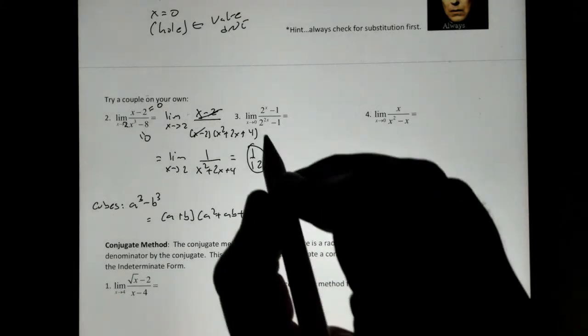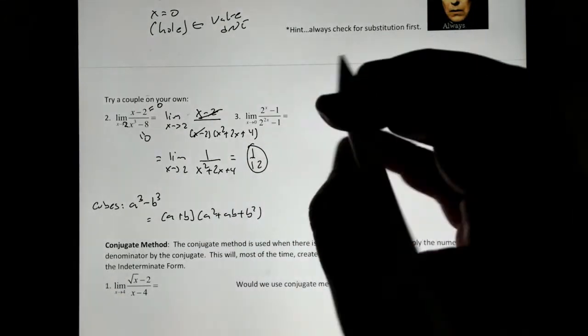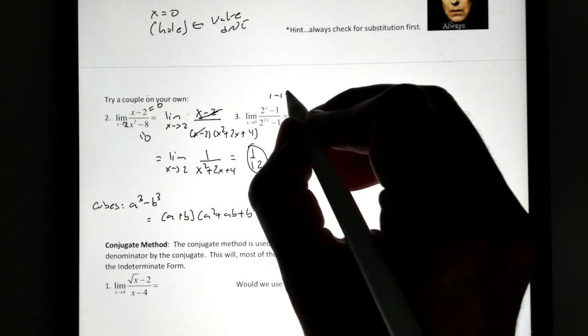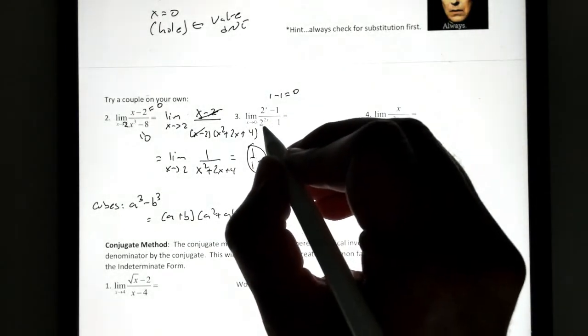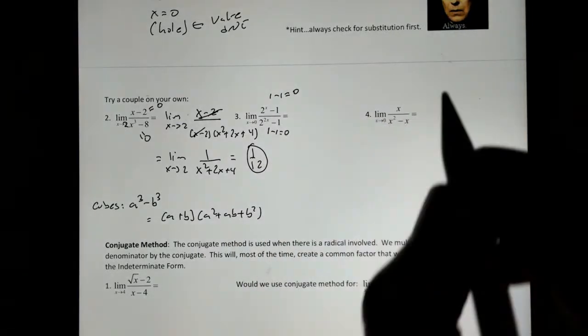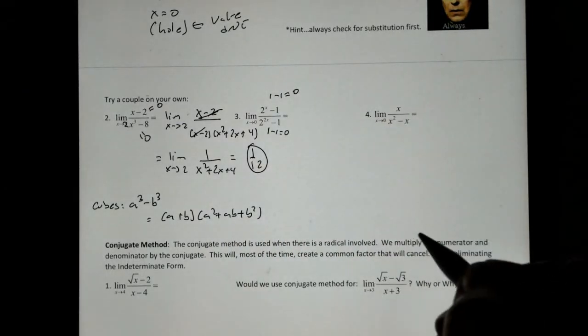For the next one, be very careful. We get 2 to the x. That's a weird one. So be careful. 2 to the 0 is 1 minus 1. So that's 0. And the bottom, we get 2 to the 0 again, which is still 1 minus 1, which is also 0. So this is my indeterminate form.